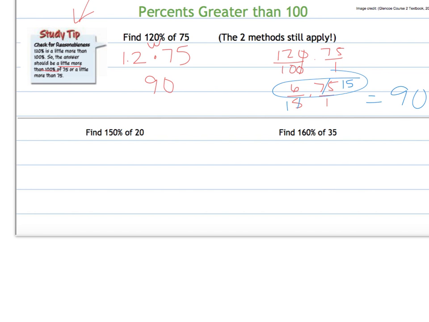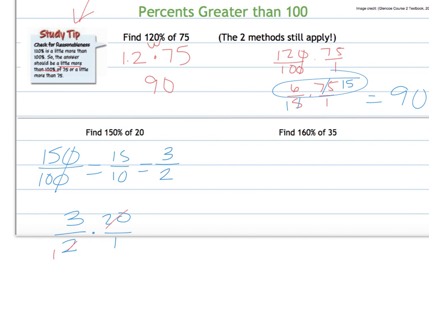So I'll do a couple decimal, a couple fractions. So 150% is 150 over 100, which is the same as 15 over 10, which is the same as, divide by 5, 3 halves. So we're looking for really 3 halves of 20, which is 30. Try the decimal way.